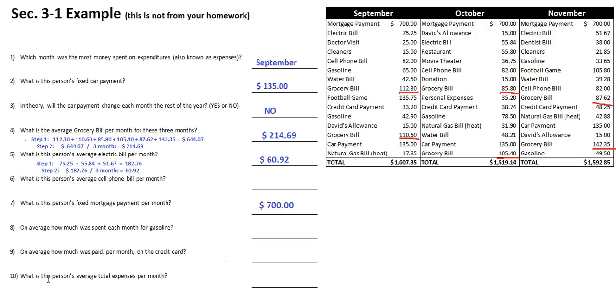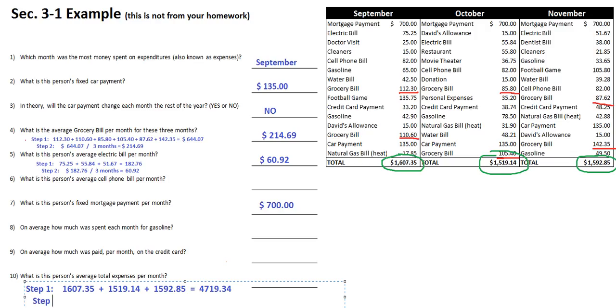What is this person's average total expenses per month? Well, what we're going to do for this one is we're going to take all of these totals. We're going to take all three of them and we're going to add them up. That's right, add them up. So step 1, 1607.35, 1519.14, 1592.85. So once you've got them all written out and you've shown your work, you do the math.